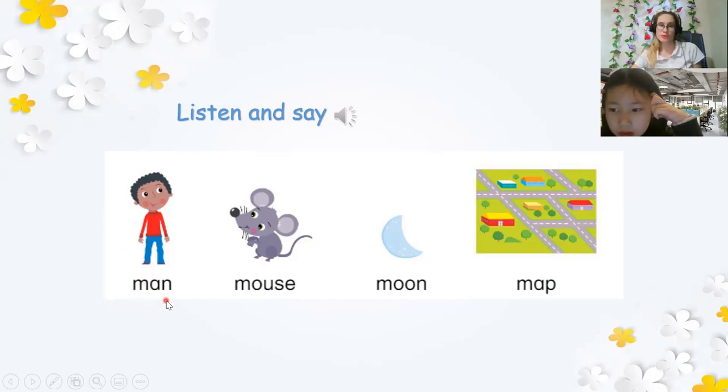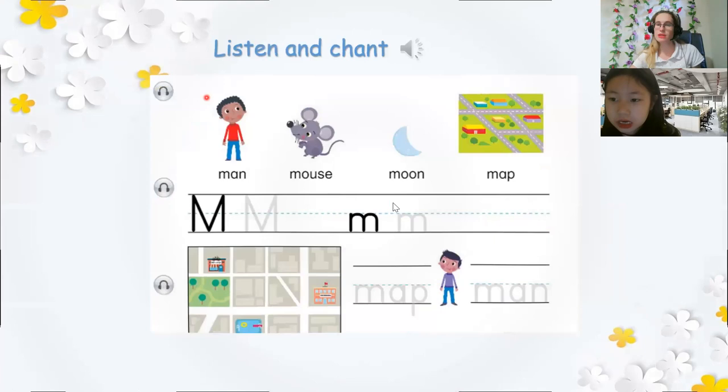Listen and say. Man. Mouse. Moon. Map. Good. Good job.